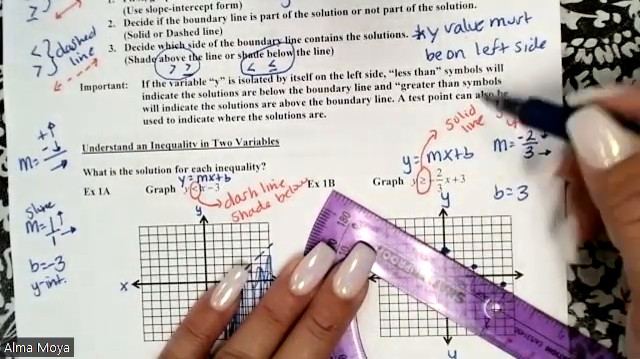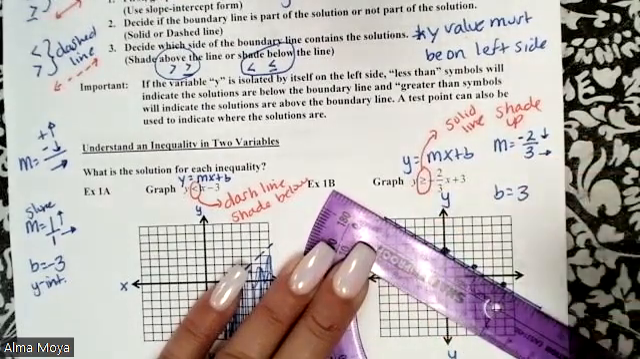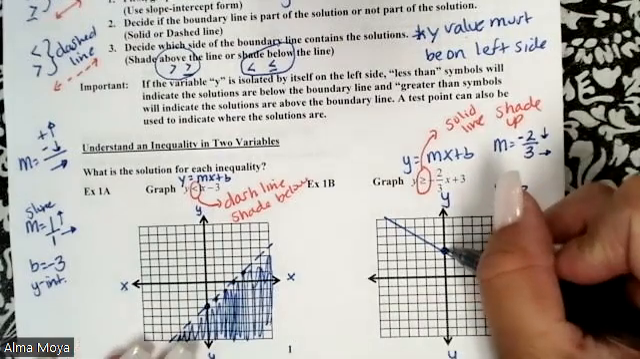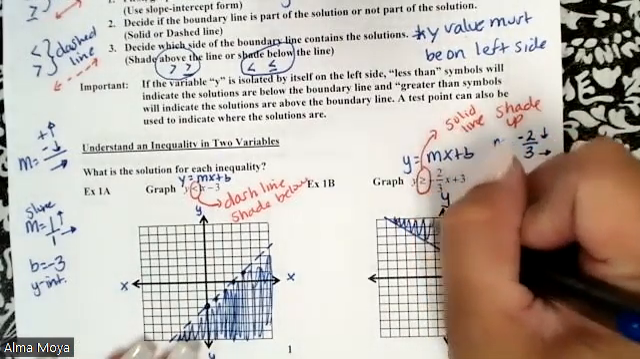Now remember, you're going to draw it with a solid line. That's a solid line. And then you have to shade above the line. So pick a point on the graph and shade everything above it.